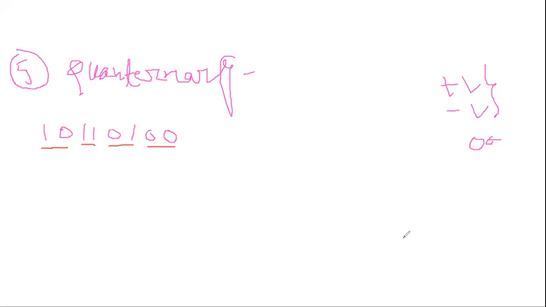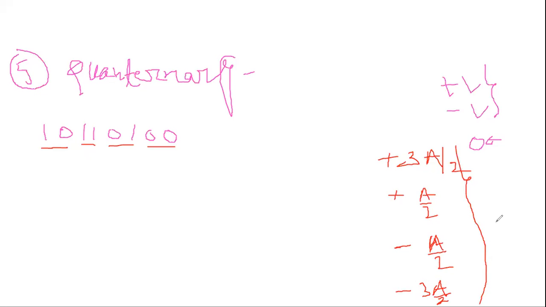Okay, so what are the levels, we will show you. If amplitude is A, the first should be 3A by 2. Then the second will be plus A by 2, the third will be minus A by 2, and the last one, the fourth, will be minus 3A by 2. Like here it was plus A, minus A, 0. So in this case we are having these 4 levels.